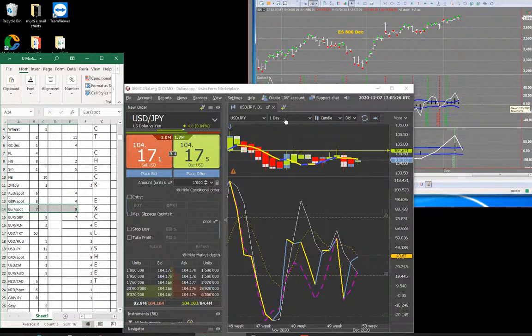All right, where did we leave off on the currencies? I think we left off at the Turkish Lira. I'm going to see the Turkish Lira too. Let me see what that's doing.